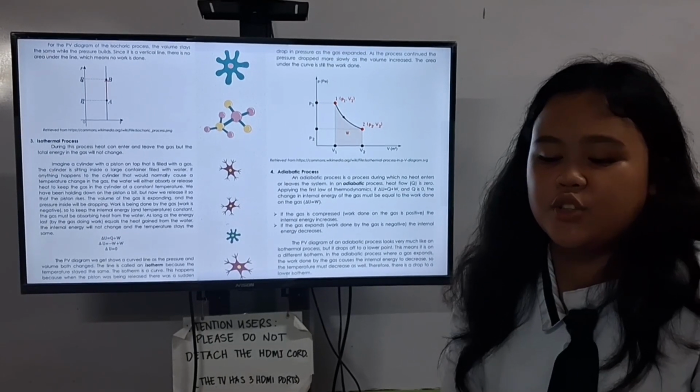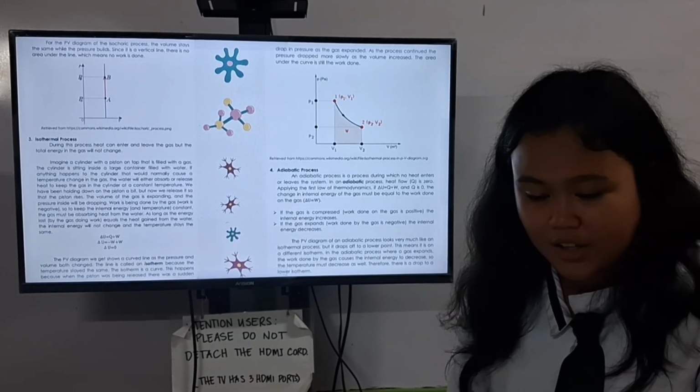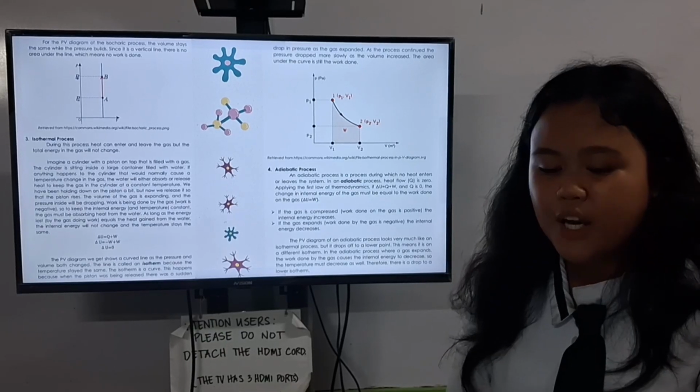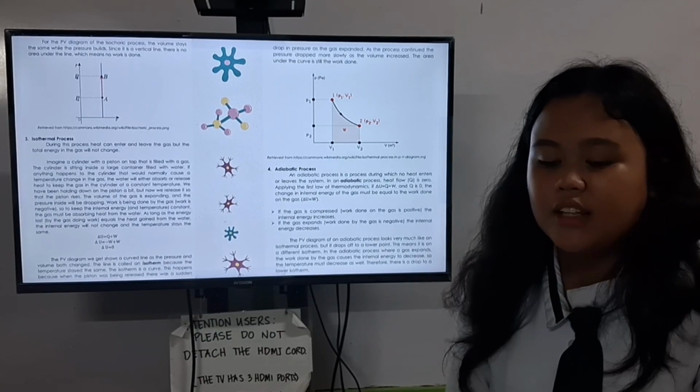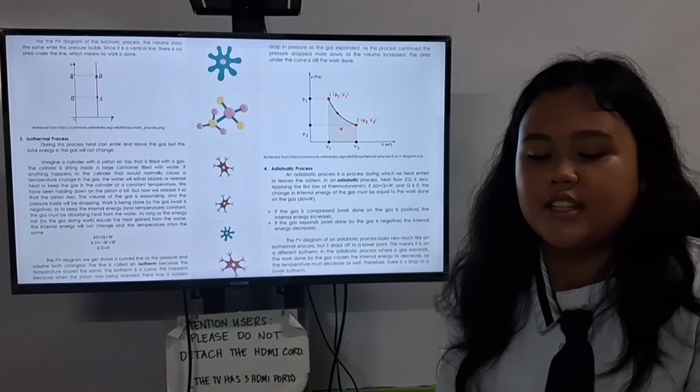Delta U is equal to 0. Q is heat, and W is work. So the PV diagram we get shows a curved line as the pressure and volume both change. The line is called an isotherm because the temperature stayed the same.